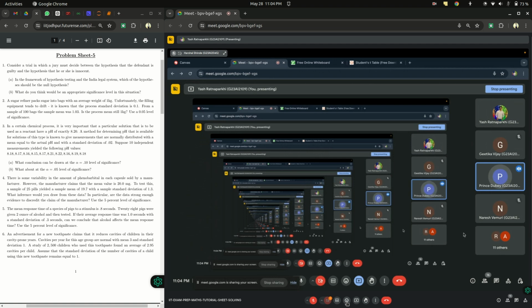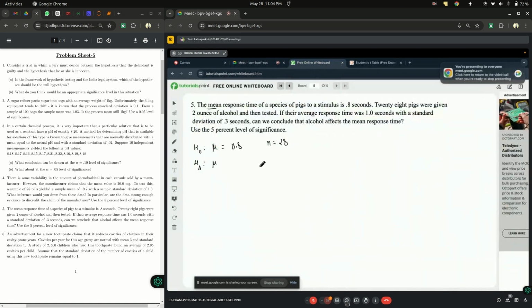So here mu is 0.8, and the null hypothesis is mu equals 0.8, and the alternative would be mu not equal to 0.8, because the population mean response time for all the pigs is given as 0.8, but if we give them some alcohol, then the response time would not be equal to 0.8. Right. So it's strong enough to make this decision.